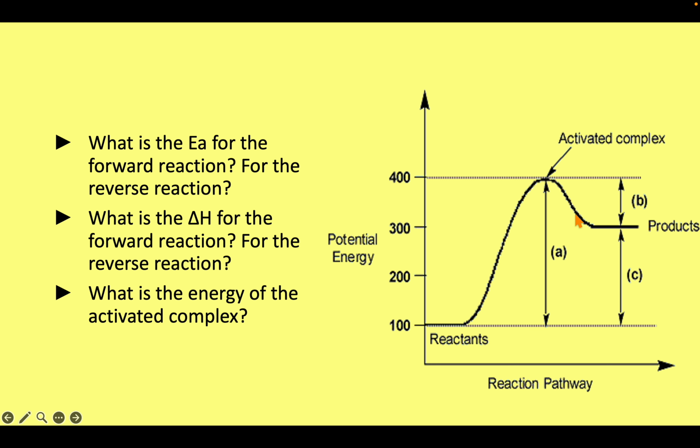So what is the activation energy for the forward reaction here? That's going to be A. And for the reverse reaction, our activation energy is going to be B. What is the change in H for the forward reaction? Change in H would be the difference between your reactants and the products. So the change in H will be a positive value because it'll end up being 200. For the reverse reaction, you're going from a high level to a low level, so it would be a negative 200.